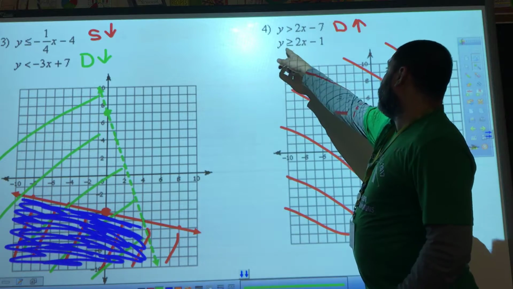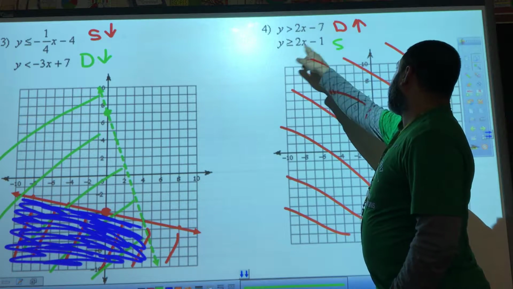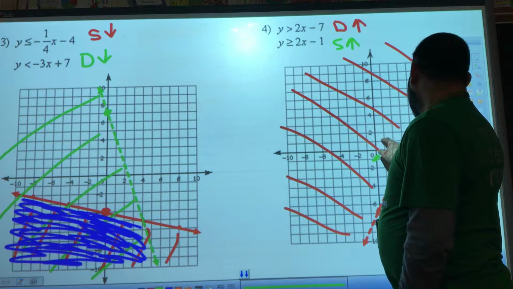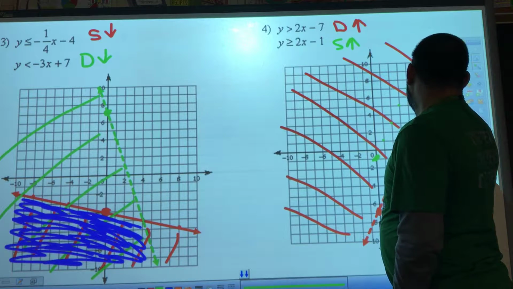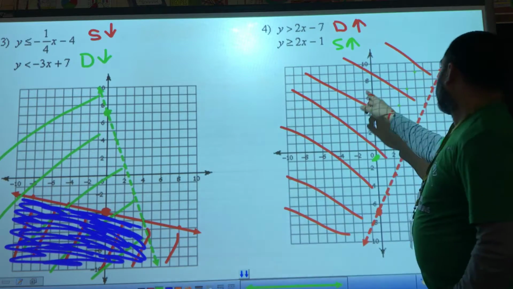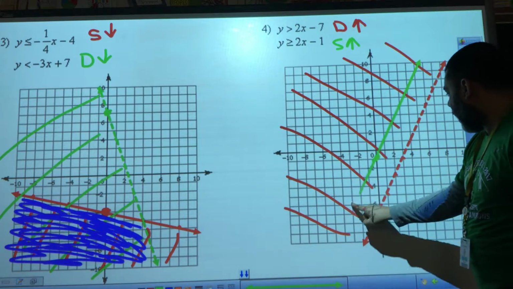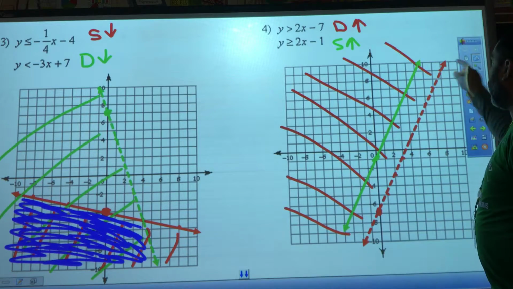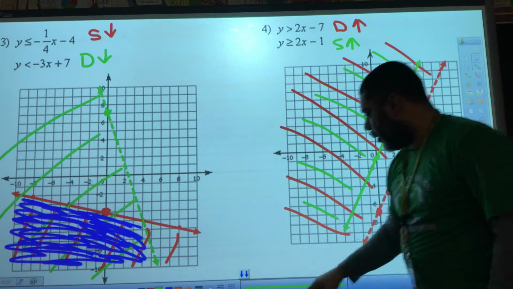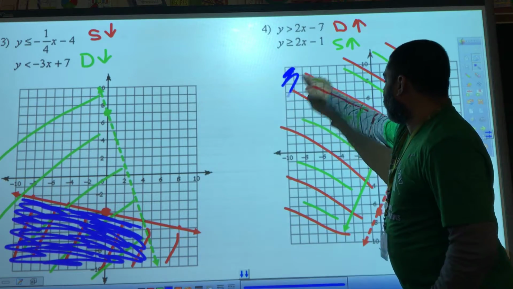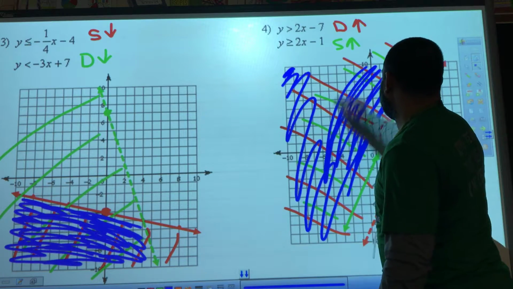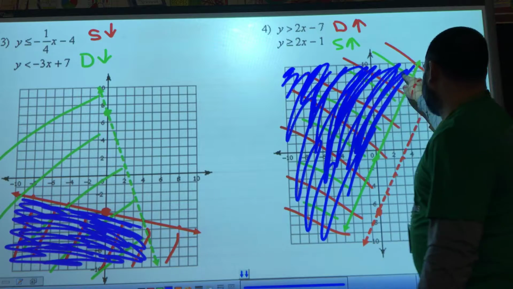Now I need to do my second line. That is solid, equal to part. It's greater than also, and that one is up. So y-intercept's -1. We have a slope of 2 again. And I need to make sure I do my solid line. Okay, see they are parallel, and the green one is also shaded up. So I'm looking for where they're both shaded, and that would be up in this area. And I'm going to color that in darkly.